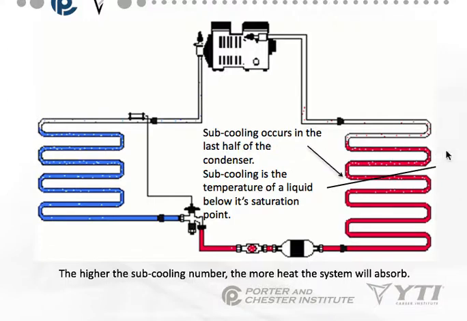Okay, subcooling occurs in the last half of the condenser. Subcooling is the temperature of a liquid below its saturation point or condensing temperature. Saturation and condensing are basically the same terms. The higher the subcooling number, the more heat the system will absorb.